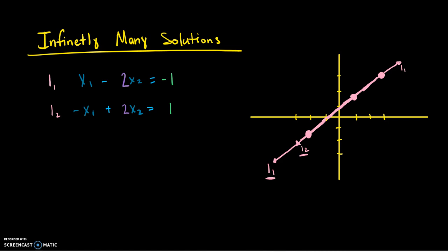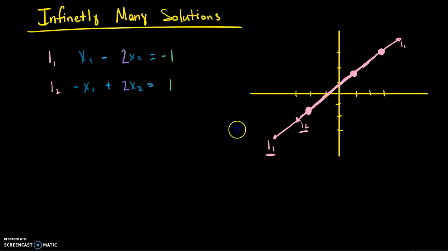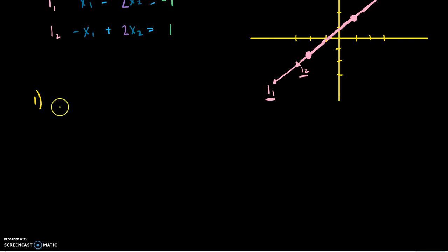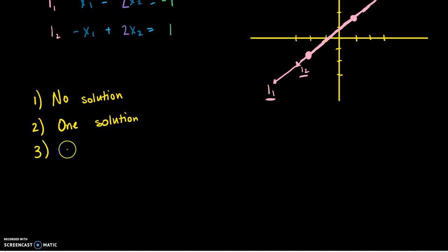But just understand, I'll go ahead and write this out. So we can have no solution. We can have one solution. Or we can have infinitely many solutions.